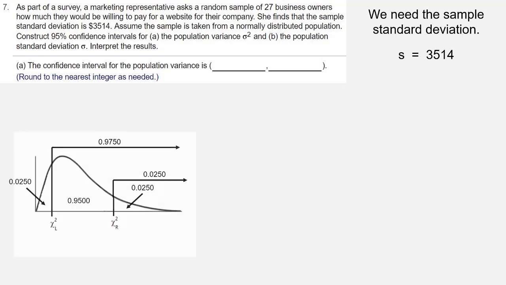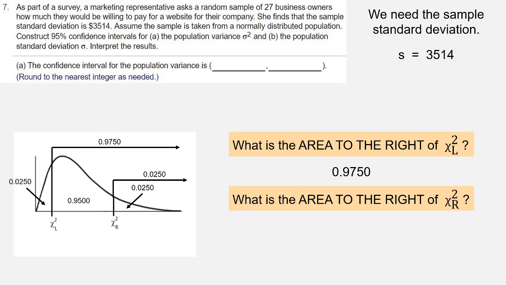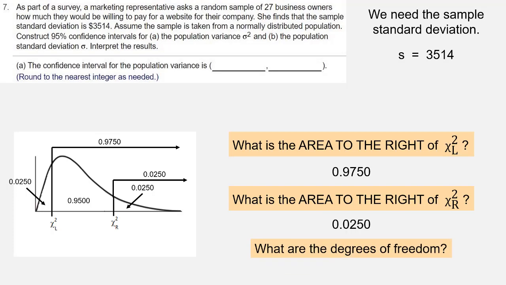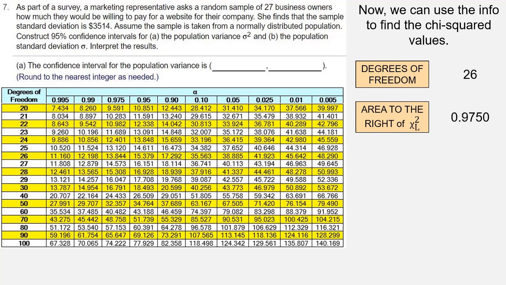We'll keep that diagram as a reference, and then we'll ask ourselves the questions. What's the area to the right of chi-square L? 0.9750. What's the area to the right of chi-square R? 0.0250. And then what are your degrees of freedom? Since our sample was size 27, our degrees of freedom are 26. So now we're going to turn to the chi-square distribution table. Let's remember the values that we've got going here. The degrees of freedom are 26. Area to the right of chi-square L is 0.9750, and the area to the right of chi-square R is 0.0250.